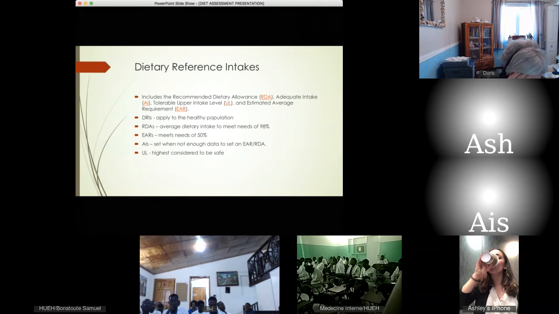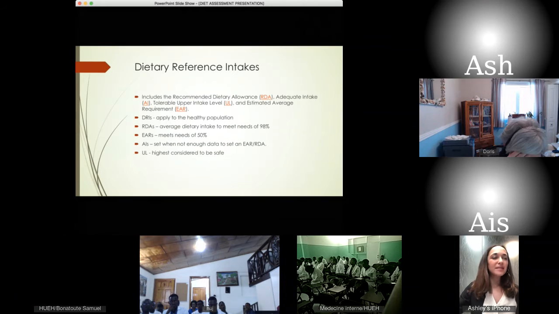It's important to know that, first of all, these are available to the general public as well. You can look them up online and see what these reference values are for each nutrient. Also, these apply to the healthy population, so they're not used for people with certain illnesses or conditions.